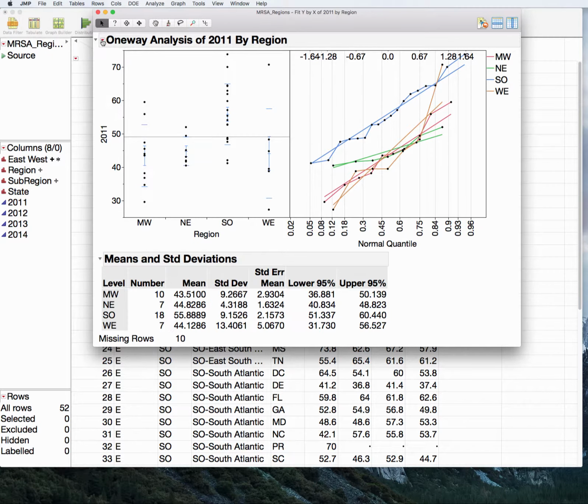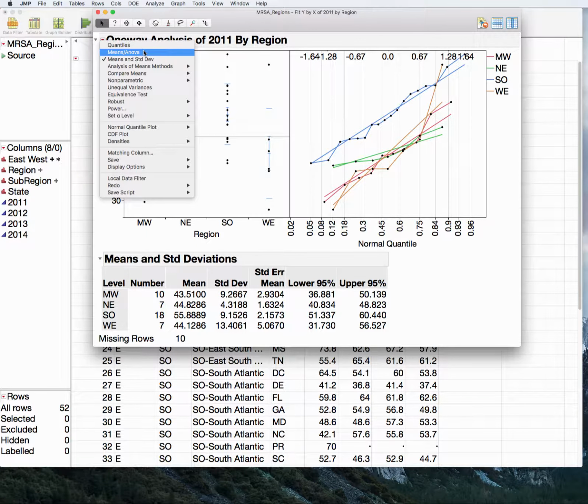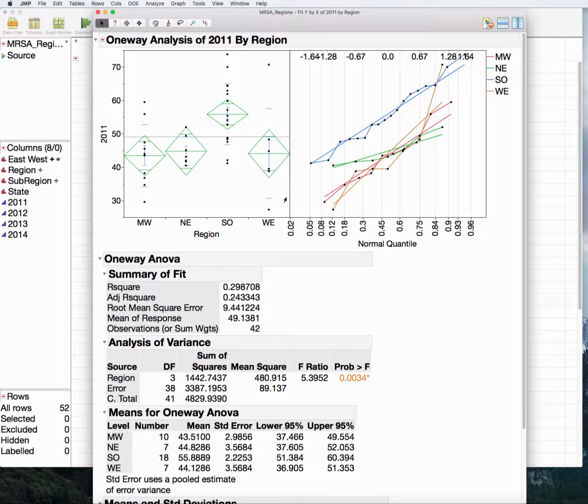So to get an ANOVA, we simply ask for the means ANOVA report, and that pops up here below our figure. We have the summary of fit report. It tells us how many observations we have. It tells us the overall mean. It tells us the overall variability. And then we have our R squared and adjusted R squared statistics here.